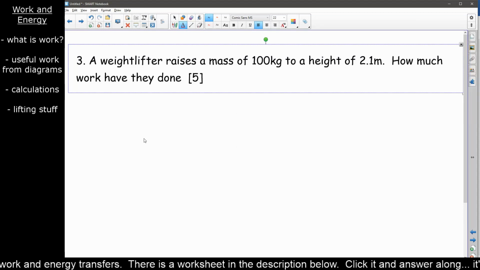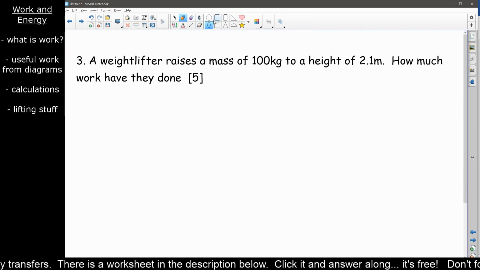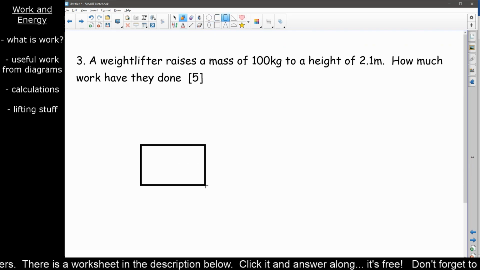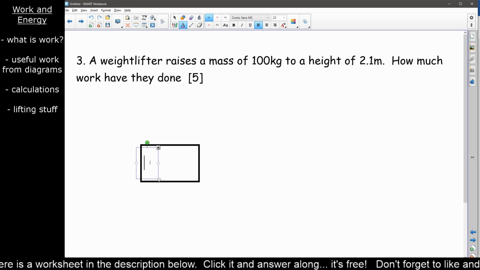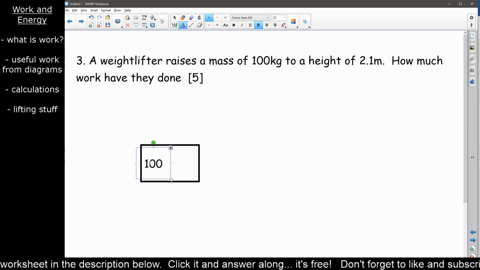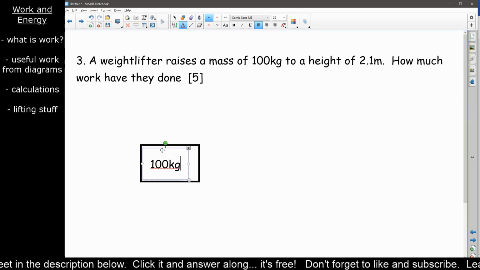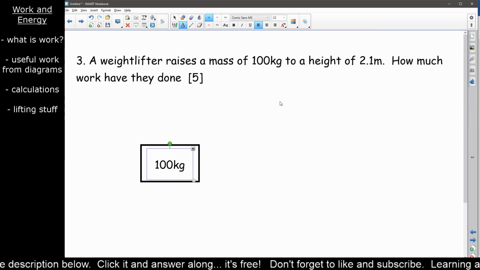Question 3. A weightlifter raises a mass of 100 kilograms to a height of 2.1 meters. How much work have they done? It's a quick diagram. We've got our mass here, 100 kilograms. Get in the habit of writing masses inside objects. That helps you not confuse them with forces. How much work have they done?